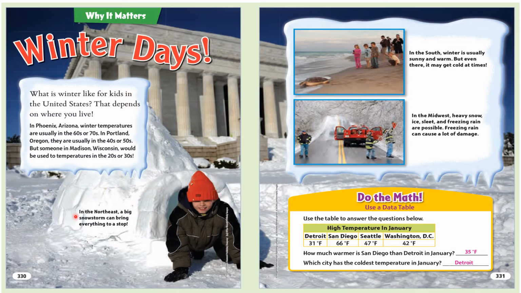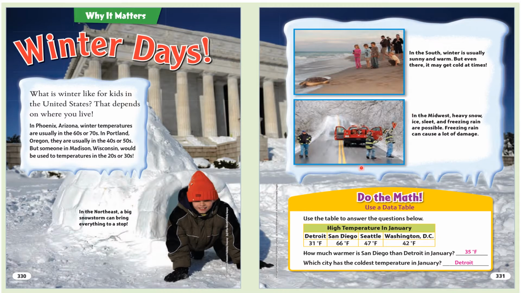In the Northeast, a big snowstorm can bring everything to a stop. In the South, winter is usually sunny and warm, but even there, it may get cold at times. In the Midwest, heavy snow, ice, sleet, and freezing rain are possible. Freezing rain can cause a lot of damage.